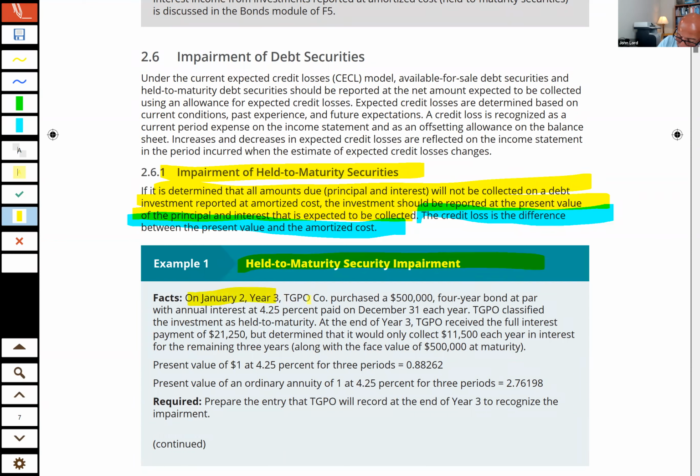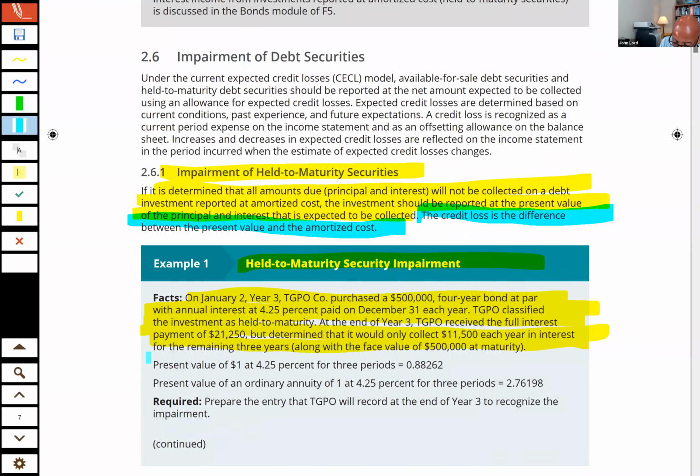On January 2nd, we purchased a $500,000 4-year bond at par with an interest rate of 4.25%. We classified the investment as held to maturity. At the end of year 3, we received the full interest payment, but determined that we would only collect $11,500 interest for the remaining life, along with the face amount at maturity of $500,000. That doesn't sound very realistic to me, but okay. So they're not making the full interest payments, but we think in 5 years they're going to be able to pay us the whole $500,000. Whatever, I'm not going to argue with the fact pattern.